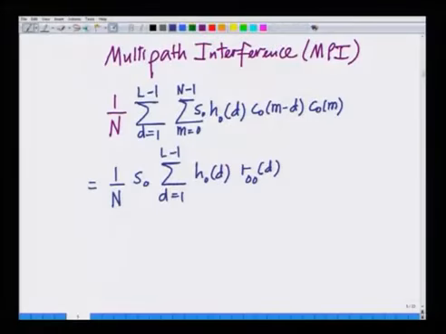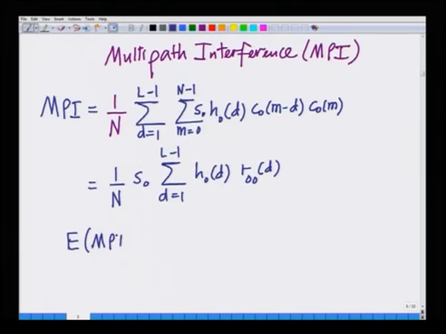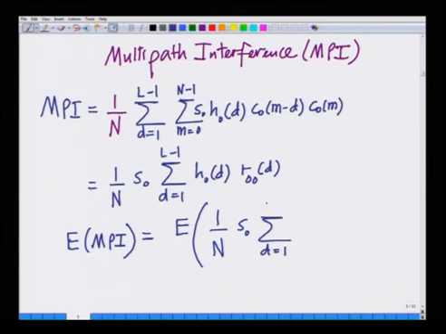So, if we look at this multipath interference, let us compute what is the power of this multipath interference. Let me denote this as MPI. Now, expected MPI is nothing but expected of this expression above, which is expected of 1 over n, s 0, summation d equals 1 to L minus 1, h 0 of d, r 0 0 of d.